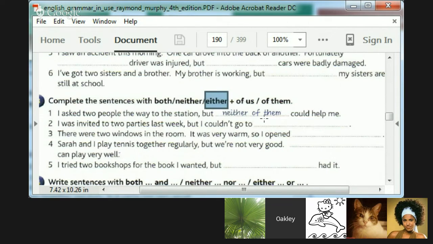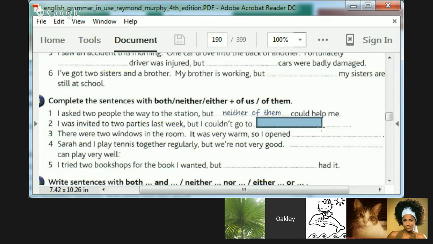I couldn't go to either. Well, yeah, okay. And in this particular case, actually, you could just say either. But the exercise is asking for us to use of us or of them only. So with of us or of them or whatever, in this particular number 2, you could just say, but I couldn't go to either. You could do that, because obviously either is referring back to the two parties.